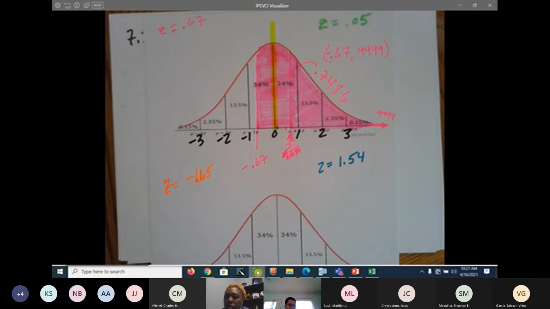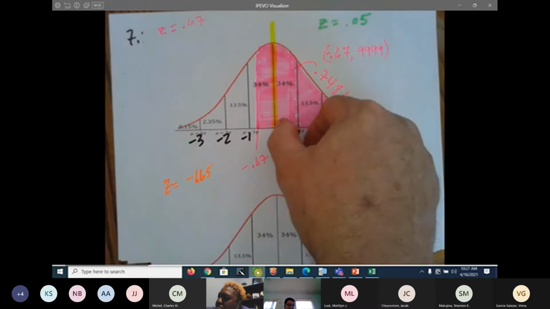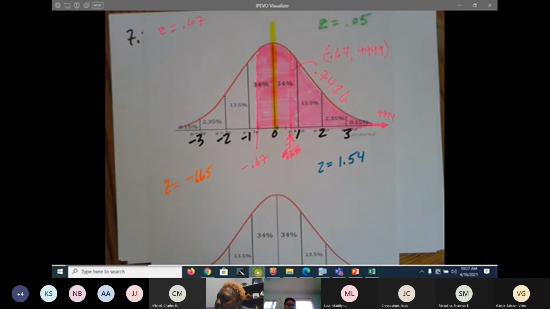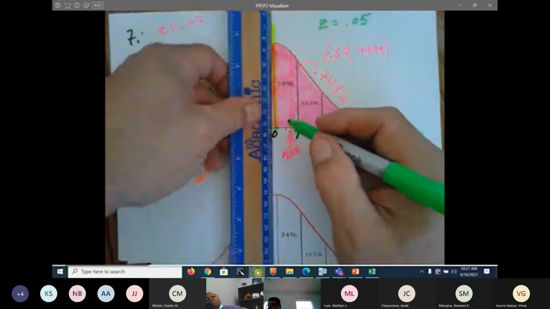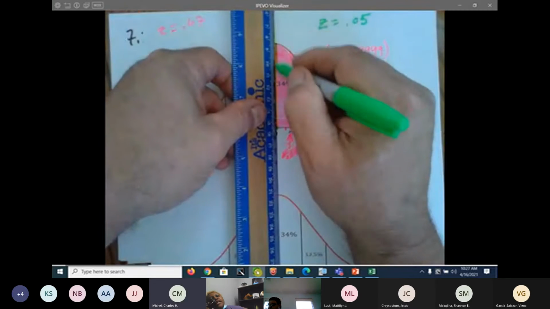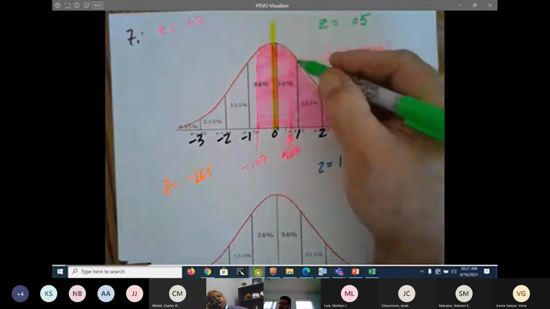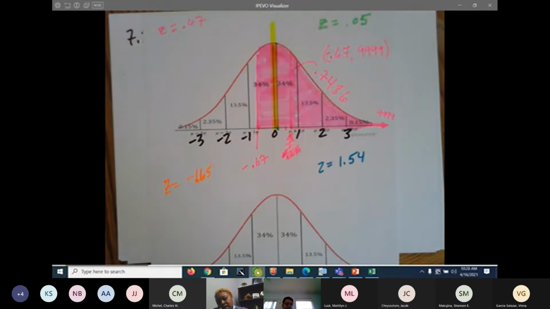So let me ask you a question. If 0.01 is right beside that yellow line, then what is your answer going to be close to? Well, what is the percent at that yellow line? Okay, so 50%. So your answer is going to be close to what? 50%. So we're going to go from 0.05 to infinity.